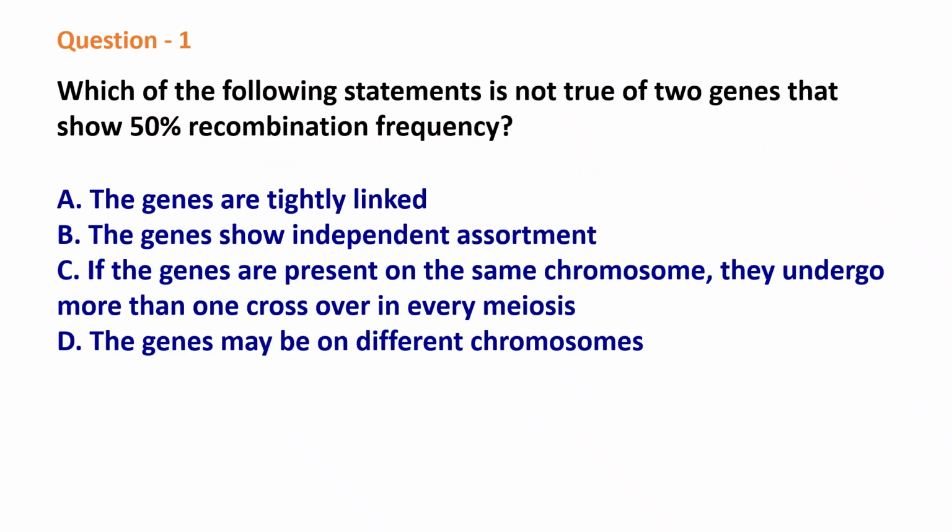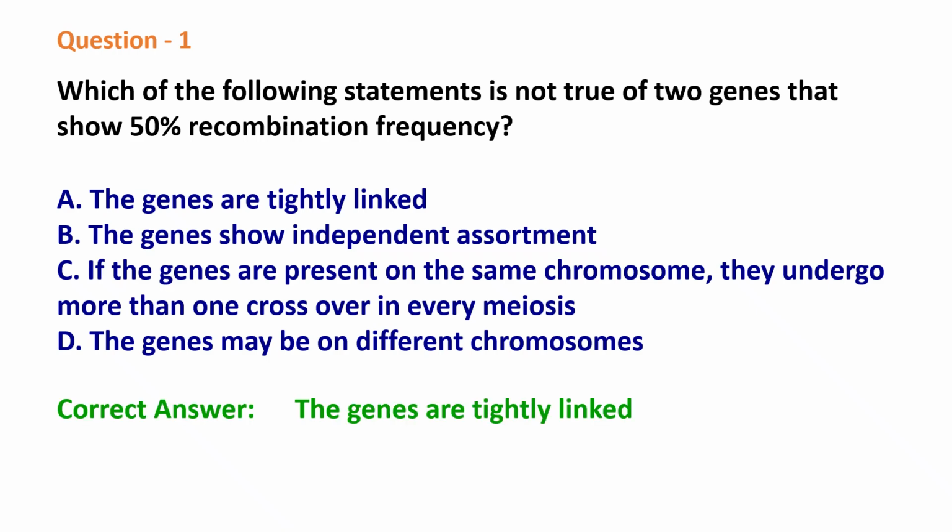Question 1. Which of the following statements is not true of two genes that show 50% recombination frequency? Options: the genes are tightly linked; the genes show independent assortment; if the genes are present on the same chromosome, they undergo more than one crossover in every meiosis; the genes may be on different chromosomes. The correct answer is the genes are tightly linked.